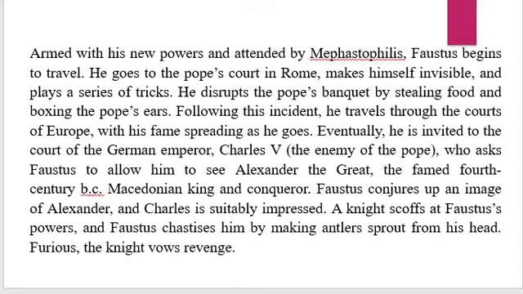Eventually he is invited to the court of the German Emperor Charles V, the enemy of the Pope, who asks Faustus to allow him to see Alexander the Great, the famed fourth century before Christ Macedonian king and conqueror. Faustus conjures up an image of Alexander, and Charles is suitably impressed. A knight scoffs at Faustus' power, and Faustus chastises him by making antlers sprout from his head. The knight is furious and seeks revenge.